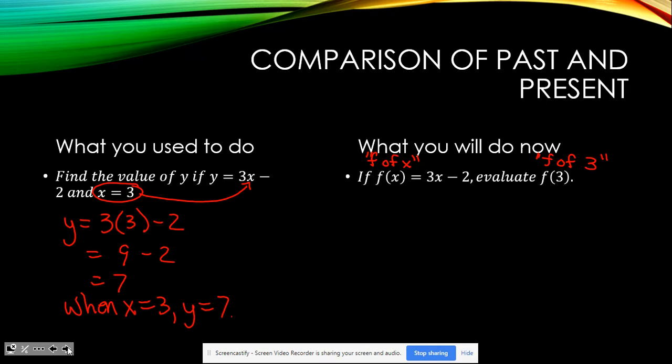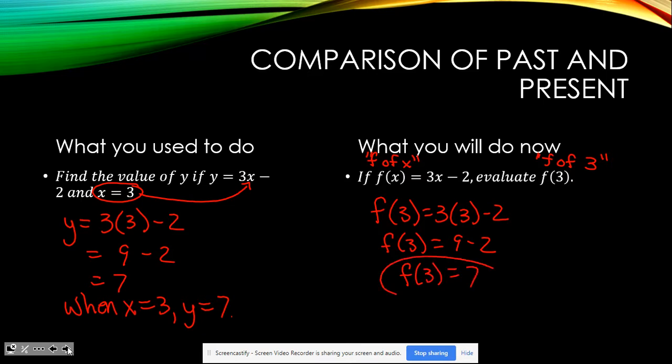The procedure itself is no different. f of 3 is equal to 3 times 3 minus 2. f of 3 is equal to 9 minus 2. So f of 3 is equal to 7. You are done at that point.